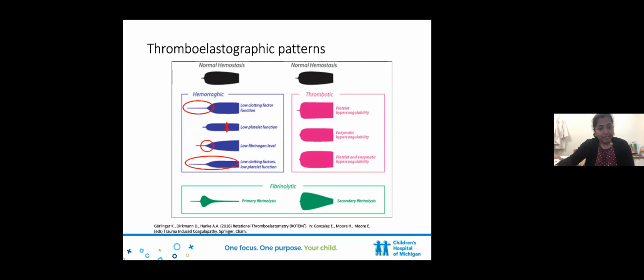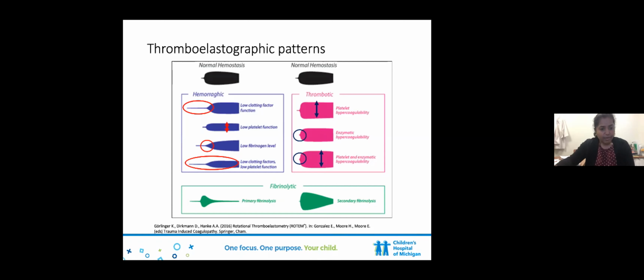On the other hand, if you have a thrombotic problem, if your platelets are either too many in number or excessively sticky, then you may see platelet hypercoagulability, which would be reflected in a very wide MA. If it's an enzymatic hypercoagulability, which means you have a really high factor 8 or a really high factor 9 or something of that nature, which makes your PTT really, really short, then what you're going to see is that the R time is really, really short, but the rest of it is within normal limits. If you have both enzymatic and platelet hypercoagulability, which means you have high clotting factors as well as platelet hypercoagulability and a high fibrinogen level, you may see a short R time as well as a very wide MA.